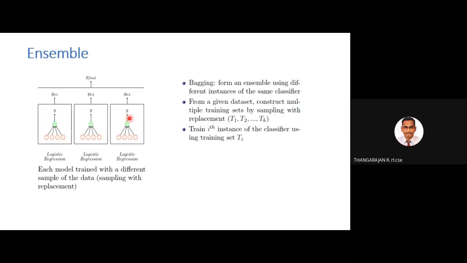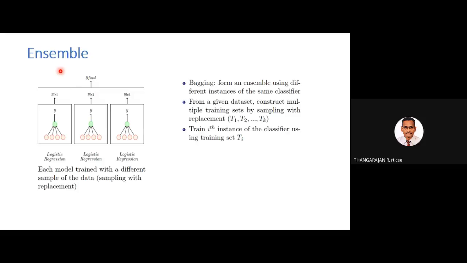These are different models. You divide the training set, what you call sampling with replacement. The training set is not the same for all the models. One set is given here, one set is given here, one set is given here. You take the output of the first set, the output of the second set, then take an average of that. Then you get the final output. So this is what is called ensemble.